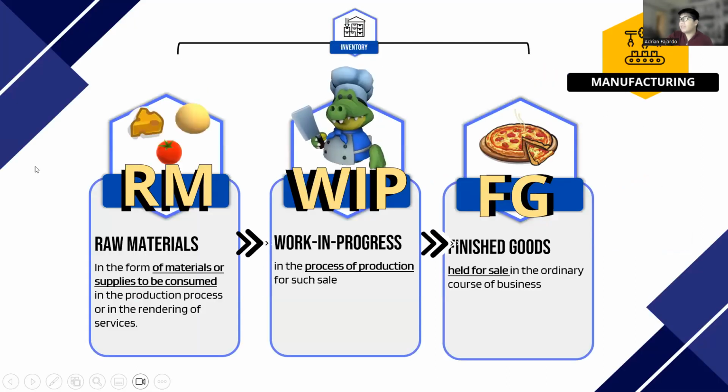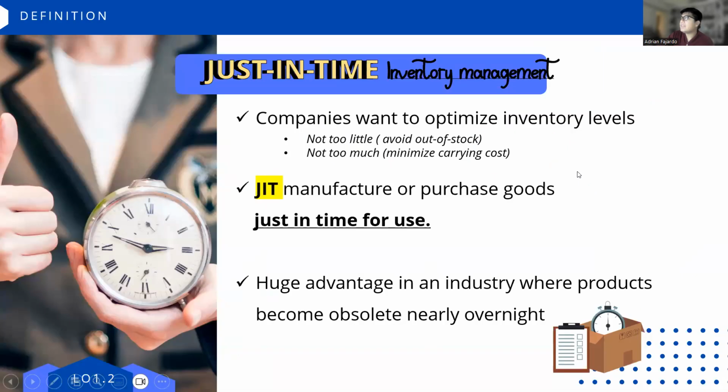So these are your formal definitions. So raw materials, again, is in the form of materials or supplies to be consumed. Work in process is those that are in the process of production. And finished goods is basically those that are already finished or are held for sale. So in the pizza example, raw materials are your ingredients. Work in process is when it's still being cooked. And then finished goods is if it's a fully baked pizza. So related to inventory management is just-in-time operations.